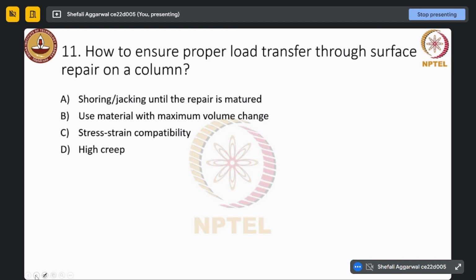Okay. Next question. How to ensure proper load transfer to surface repair on a column? By ensuring jacking until the repair is mature, or using a material with maximum volume change, or providing stress-strain compatibility between substrate and repair material, or using a material with higher creep. What do you think is the correct answer?